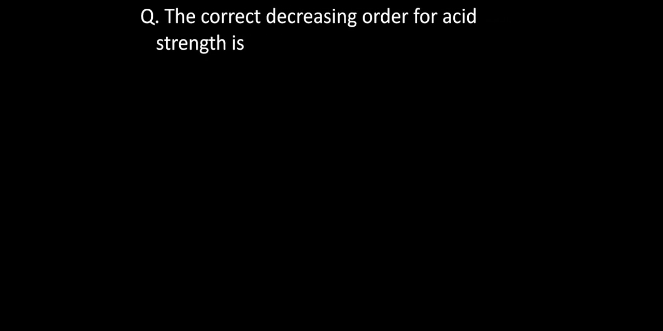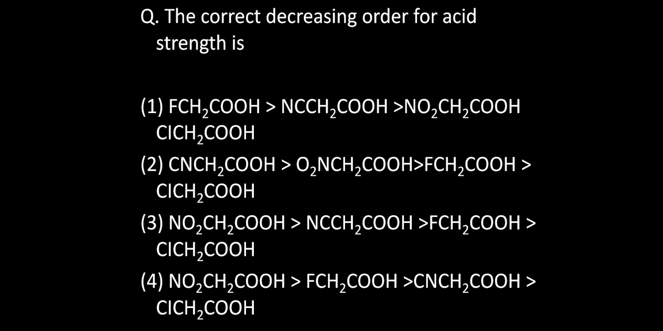Let us come to the next question. The correct order, or decreasing order, of acidic strength is, so they have given us aliphatic carboxylic acids, and if you see the groups which are present, you can clearly see in the options that the groups are electron withdrawing groups. So these groups will be showing -I effect, negative inductive effect.